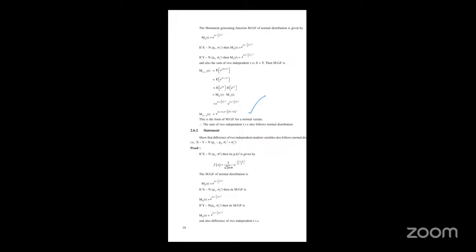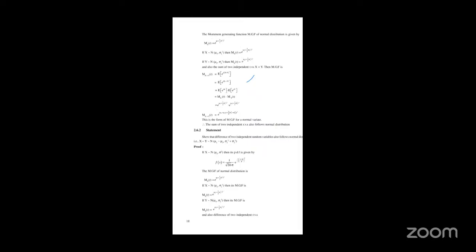So what happens? X is following the normal distribution, Y is following the normal distribution, and the sum of the independent X and Y is also following the normal distribution. This is what we conclude from the statement. So, coming to the next statement.